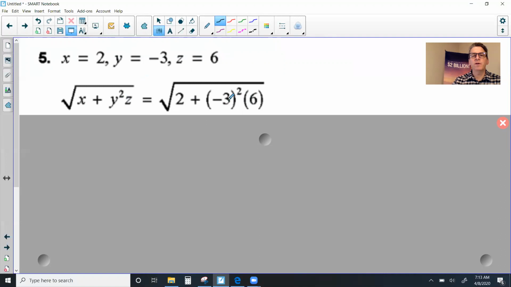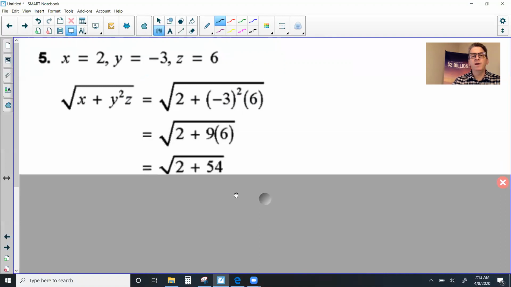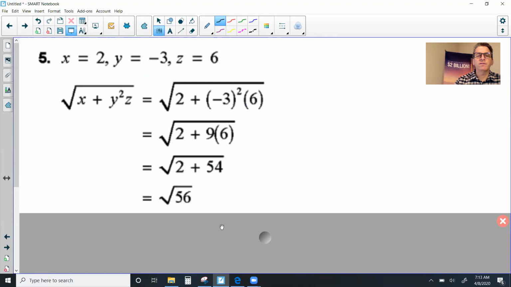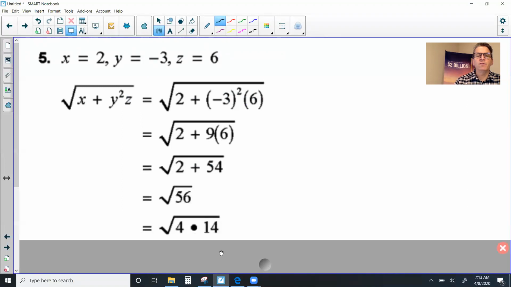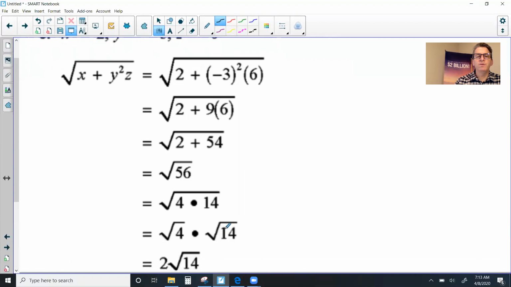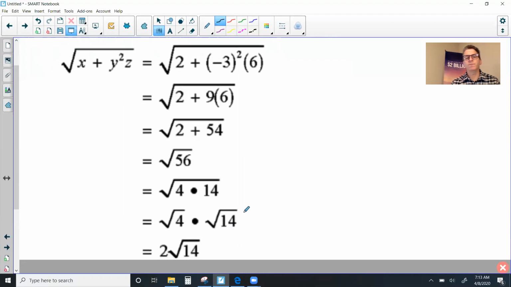You've got this squaring going on here, you've got the multiplying by 6, and you end up with 2 plus 54. Then continue on, you add the 2 plus the 54, you get 56. Now the square root of 56 can be broken down as 4 times 14. So your final answer is going to be 2 square root of 14.